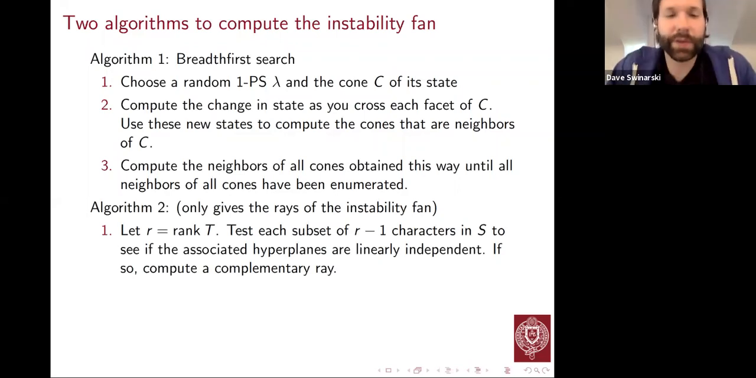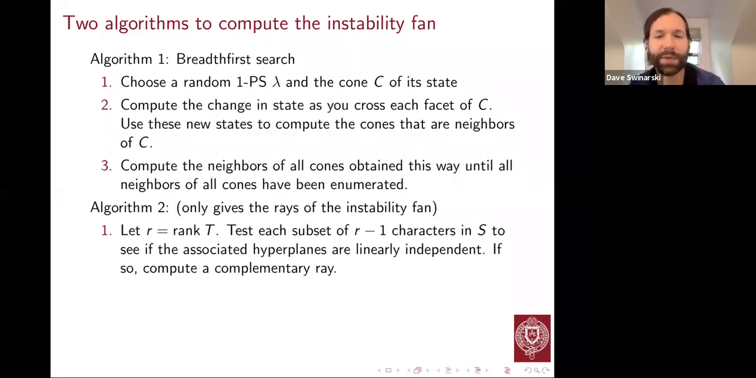So what many researchers, including me and my collaborators, have done is to use variants of a simpler algorithm. Now, this one doesn't give me the entire fan, but it'll at least help me compute the rays. And we simply say, all right, well, every ray in this fan, let's say the rank of the torus is R, has to lie on R-1 linearly independent hyperplanes. So just test each subset of the right size and figure out which ones are linearly independent. And if you find one, compute the complementary ray. That's in some cases much faster than algorithm 1. It allows us to do examples where there are possibly many cones.